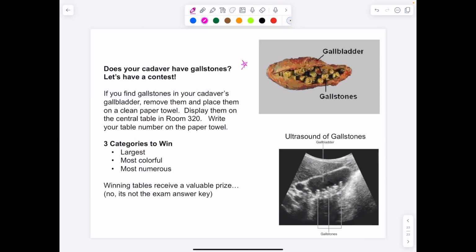Does your cadaver have gallstones? They might. We can see this gallbladder is full of gallstones, and you can use ultrasound to find them. But that's it. The end.